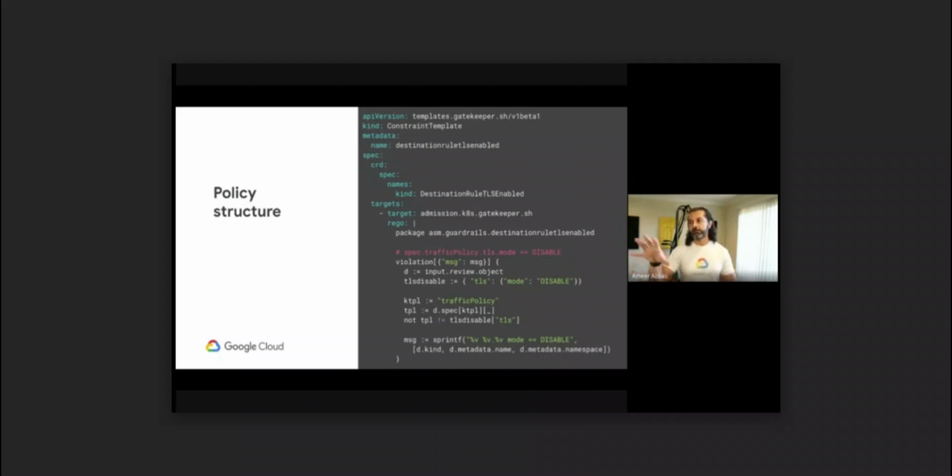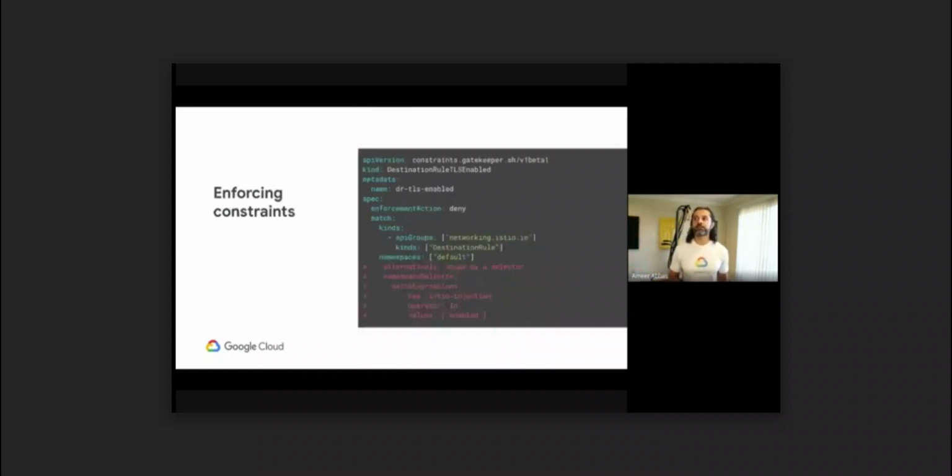So on this slide, basically what we're saying is that you cannot have a destination rule spec that sets the TLS mode to disable. That's basically what this little code at the bottom is saying. Now, all this is doing is creating a CRD, but we haven't done anything with it. So if you go to the next slide, you'll see how we apply that. How do we enforce this particular policy?